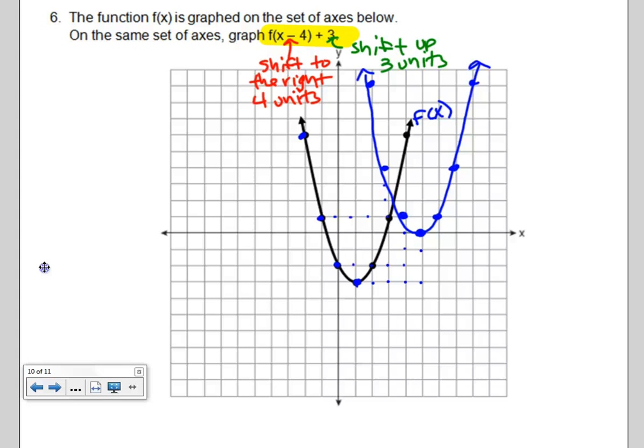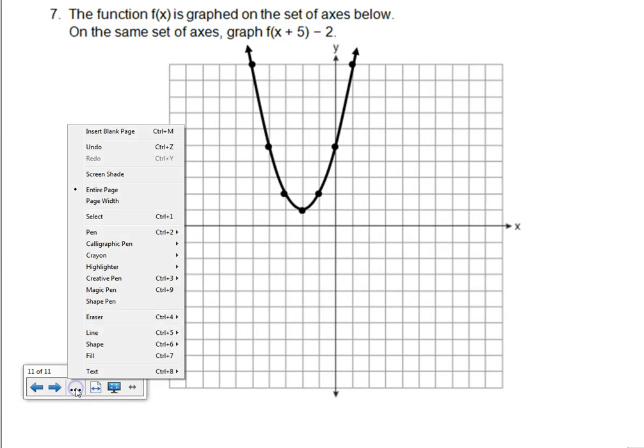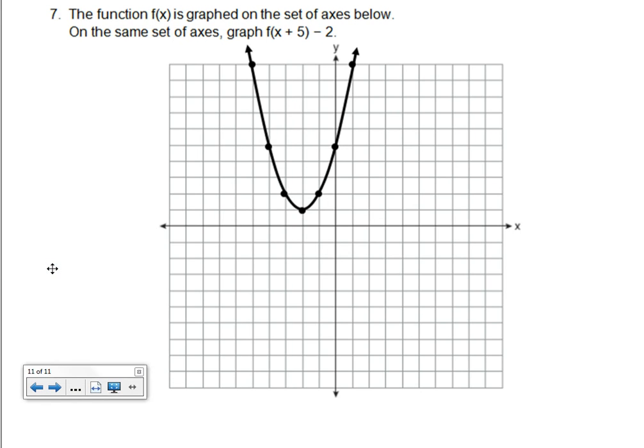Okay, we'll try this one more time. Okay, so again, they're given to you in function notation. They're telling you that the original graph they're giving you is f of x, so they're saying that this is your base graph, and then they want you to do that to that base graph. Inside is either a left or right. The plus 5 means it's going to go to the left 5 units. And then the minus 2 at the end means it's going to go down 2 units.